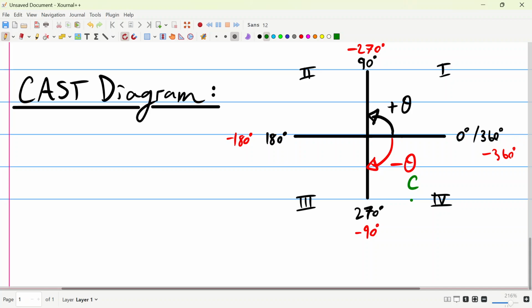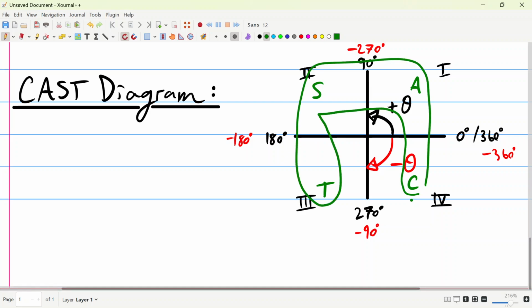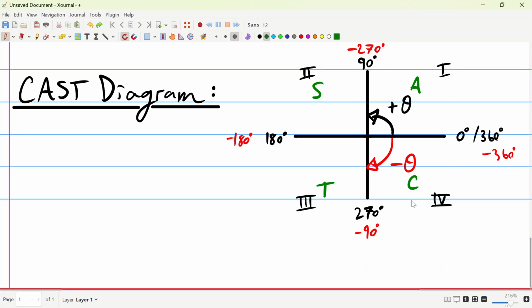But the CAST diagram goes in this order. We start with quadrant 4 here, which starts with C, and then we go to quadrant 1, which is A. S goes in quadrant 2, and T goes in quadrant 3. Now it forms the word CAST. And what does that actually stand for? The C, we know in trig, stands for cos. A stands for all, so all of them. S stands for sine, and T stands for tan.